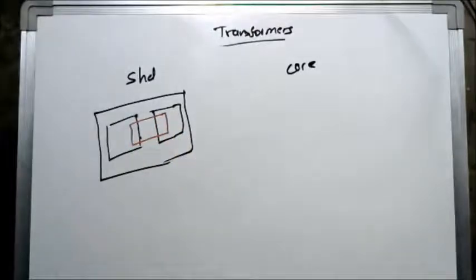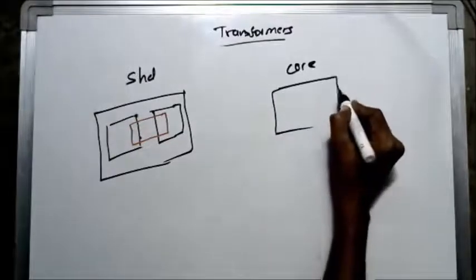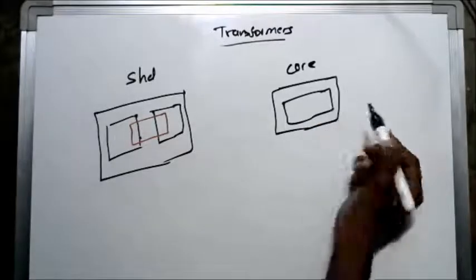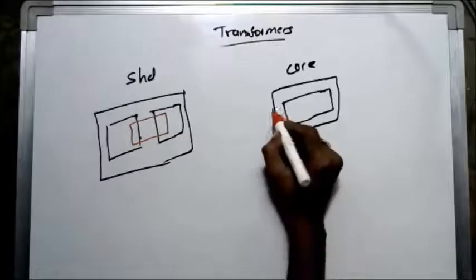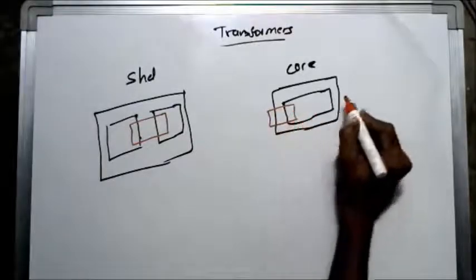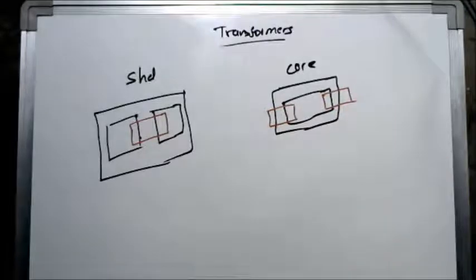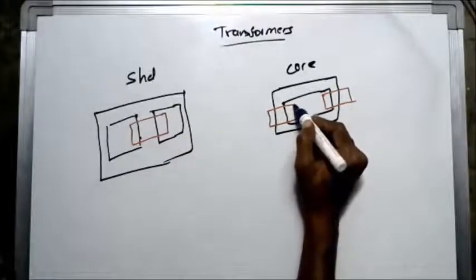In core type transformer, the winding will cover some part of the core. Here two windings will be present, one is the primary and the other the secondary winding. Normally, the winding is designed in such a way as to reduce the leakage inductance. So, to reduce the leakage inductance, we will take this configuration first.